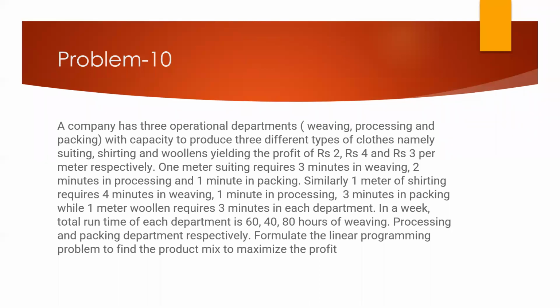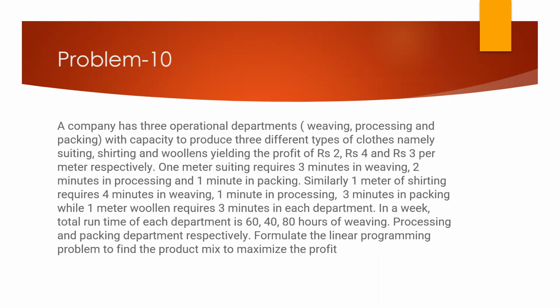Okay, so suppose x1 meter here, not the unit. Because they're talking in terms of meters, let x1 meter of shooting be manufactured per week, let x2 meter of shirting be manufactured per week, and let x3 meter of woolen be manufactured per week by the company. So either they manufacture shooting or shirting or woolen, and their per unit profit is given to us. With that, I'll make the objective function as 2x1 plus 4x2 plus 3x3.